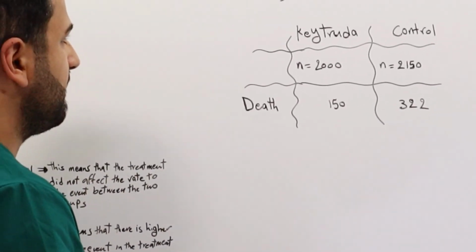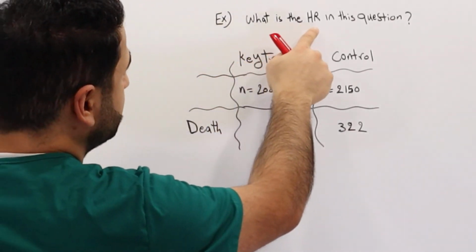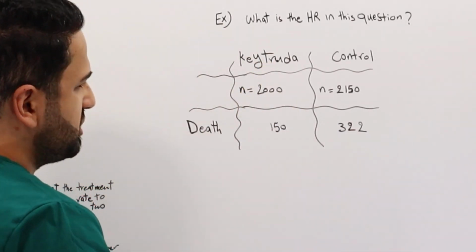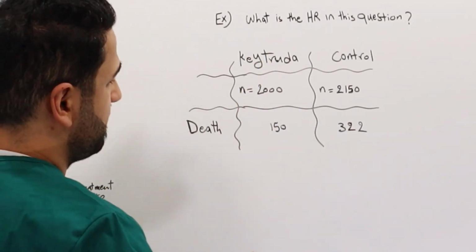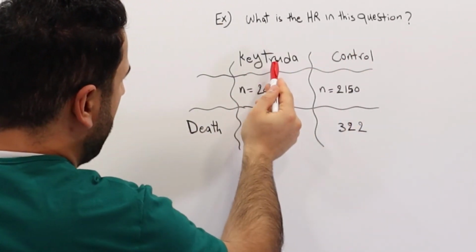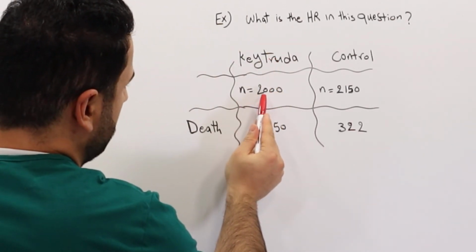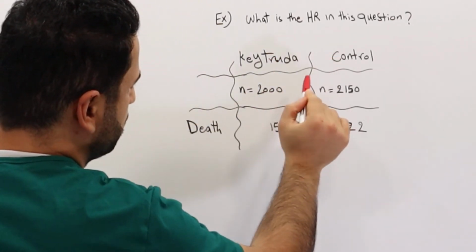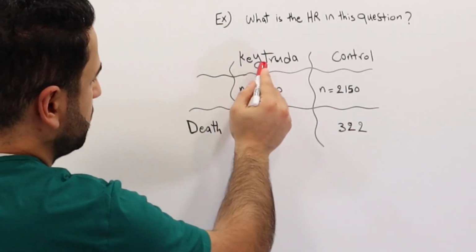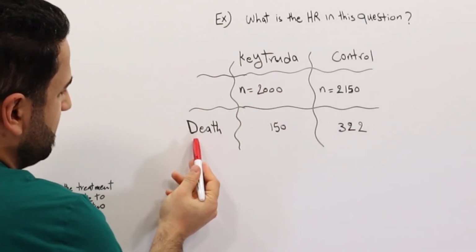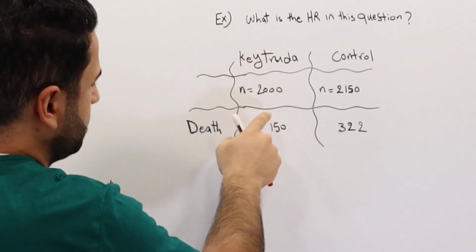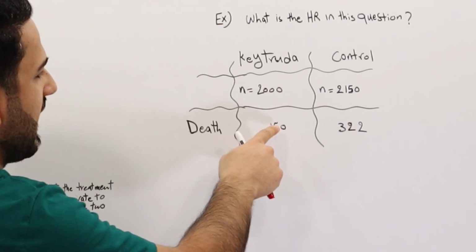In this example over here, we're asking what is the hazard ratio. So what do we have? We have Keytruda, which is an immune therapy medication that is given to people who have cancer. And we have a control group over here. The group who received Keytruda has an N of 2,000 people, and the control group has 2,150. The event here is death. So out of the 2,000 who took Keytruda, 150 died.